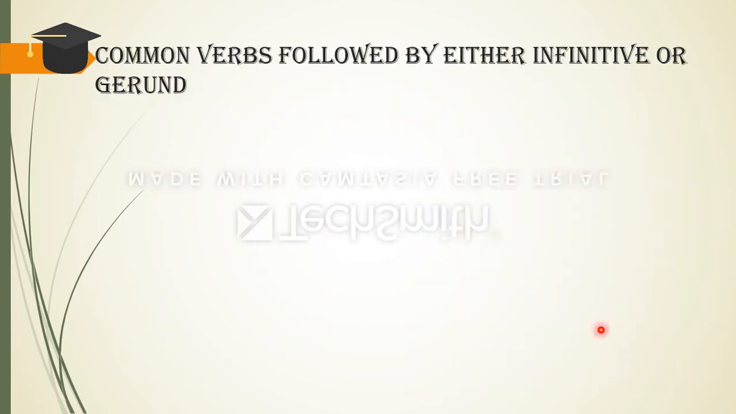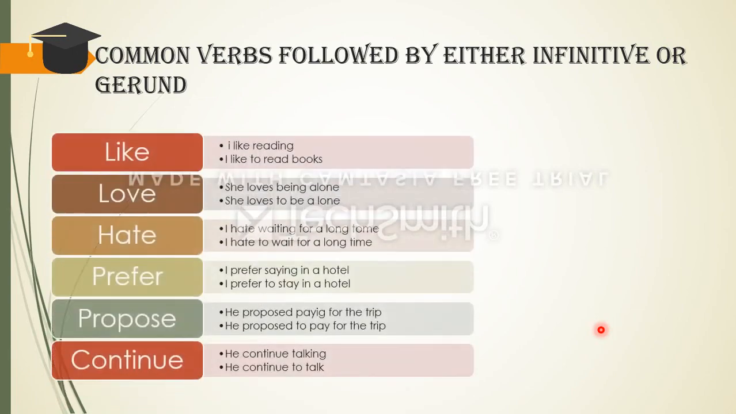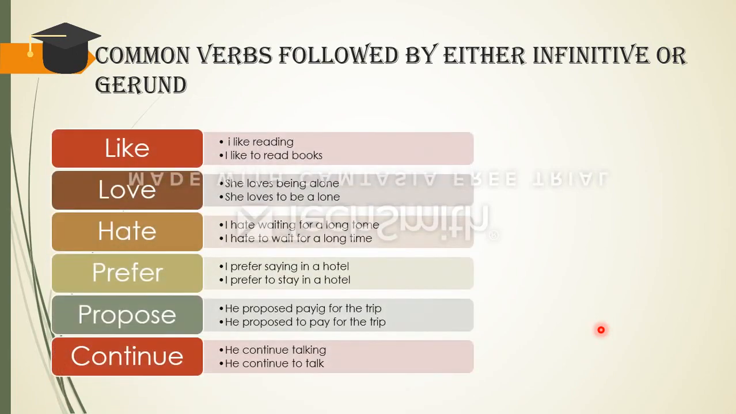Now let's speak please about common verbs followed by either infinitive or gerund. Okay, infinitive with to or gerund. So here we have a list of some verbs, okay, that you can have the choice. You can either use the infinitive with to, or you can use the gerund.